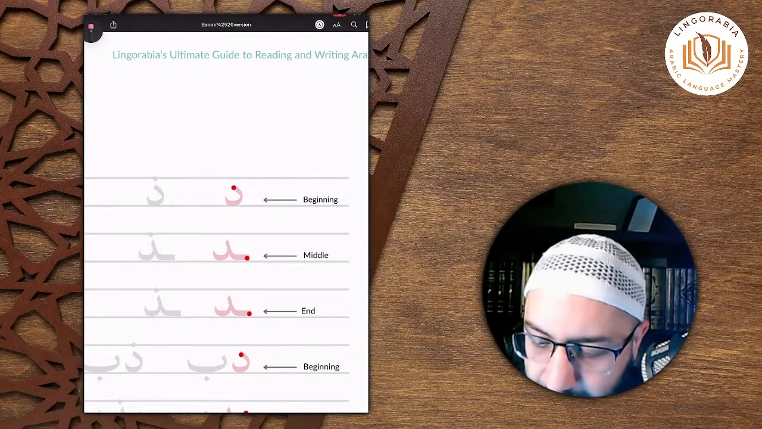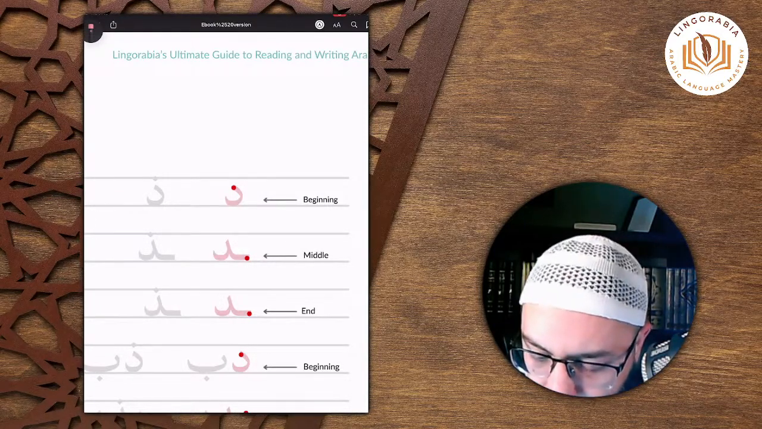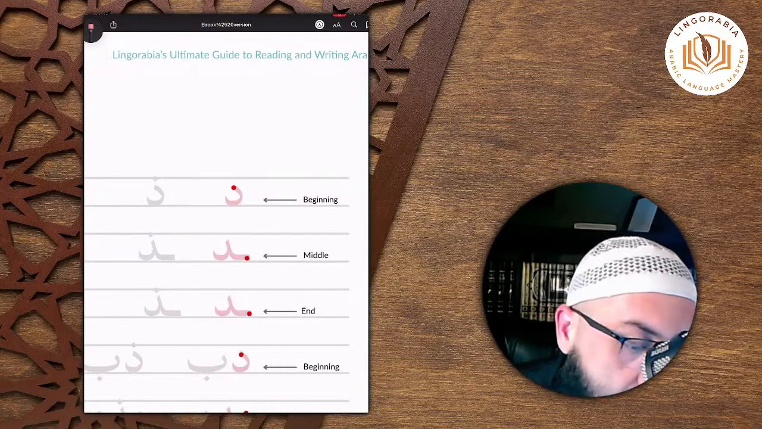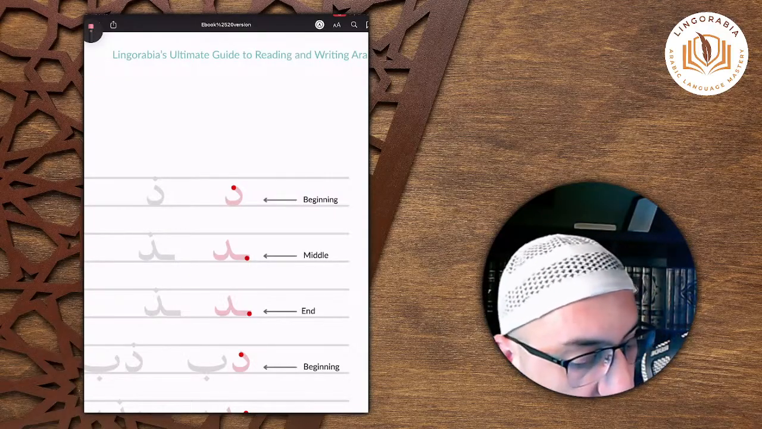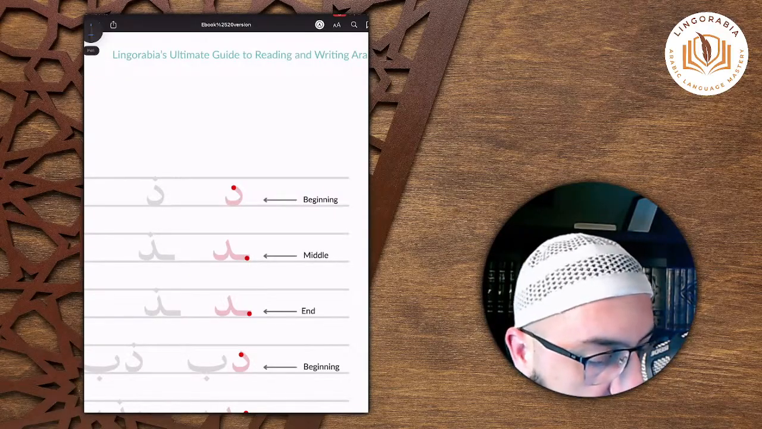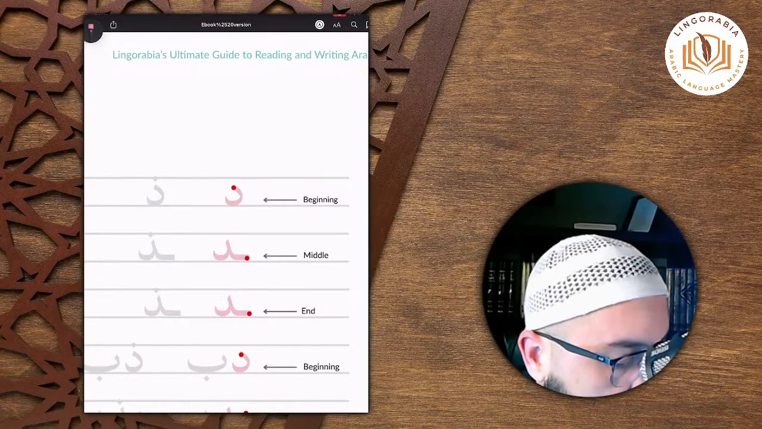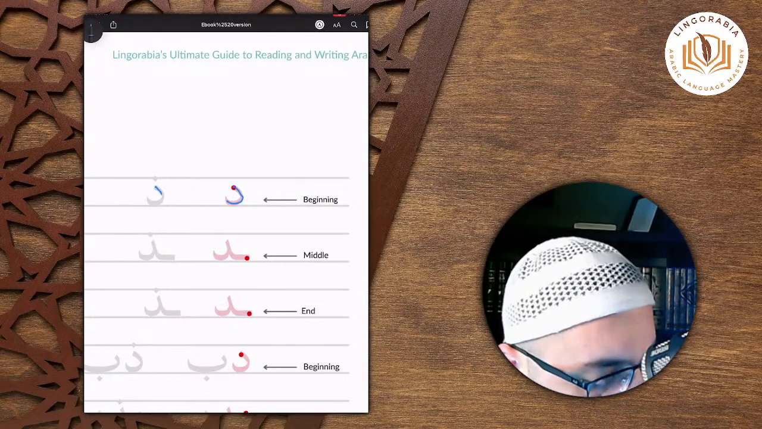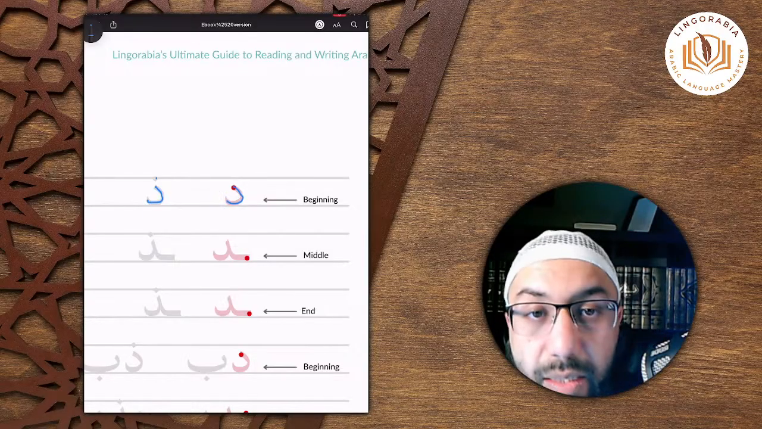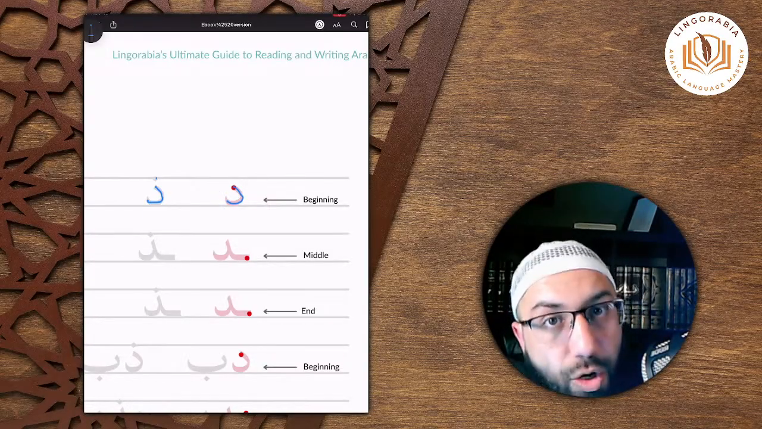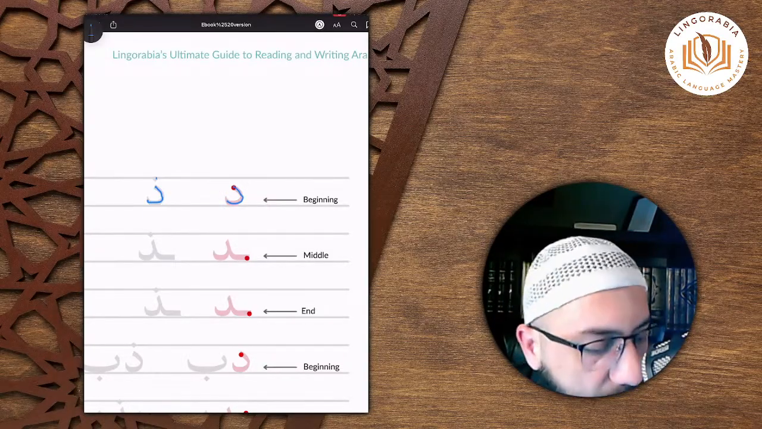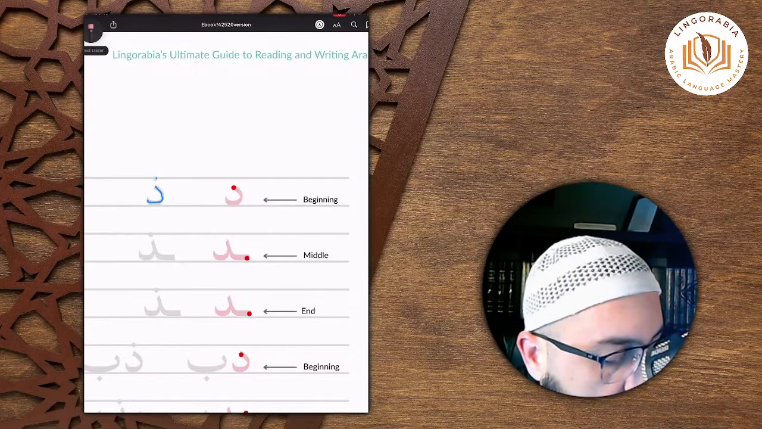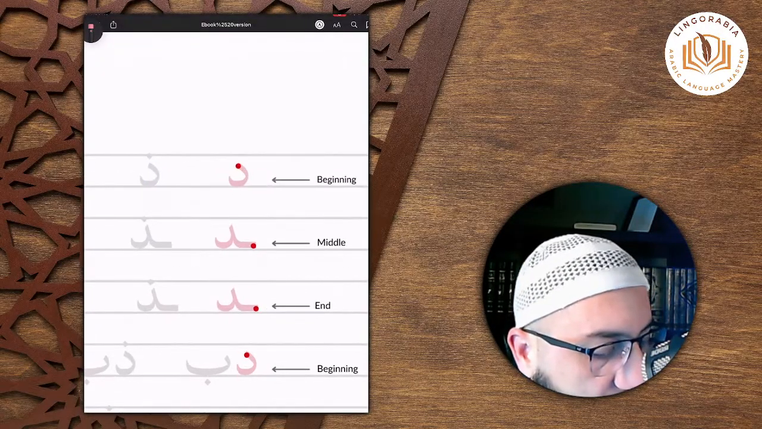The dal and the dhal, you write them, as you guys know, similar. The only difference is the dot for the dhal. So in the beginning, you write them similar to how it is written in isolated form. What we have done earlier, you should already know this. So that's very easy.